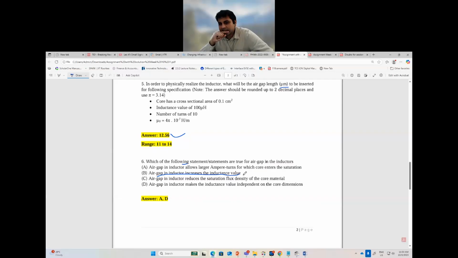Then the third point: the air gap in the inductor reduces the saturation flux density of the core material. No, it is a property of the core material. It is not going to change the property. There is no change in that.